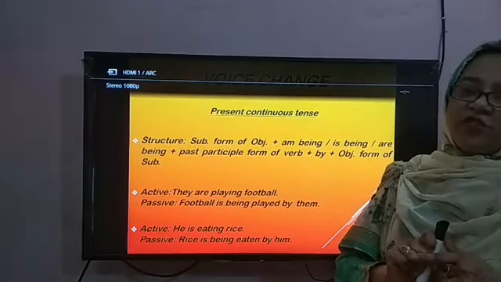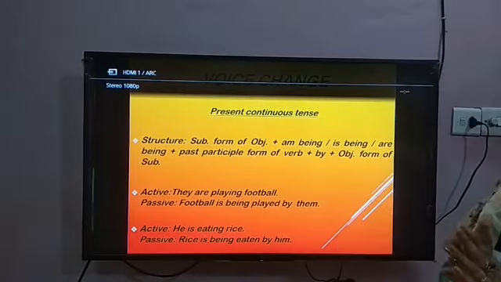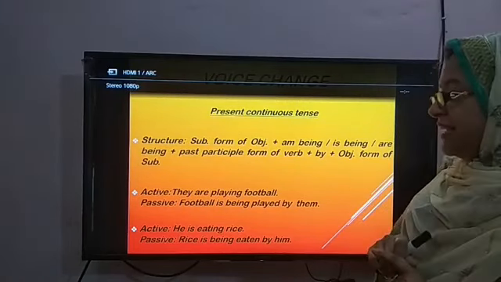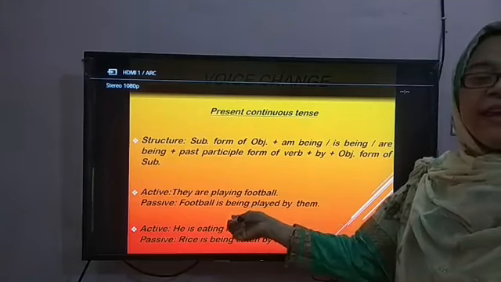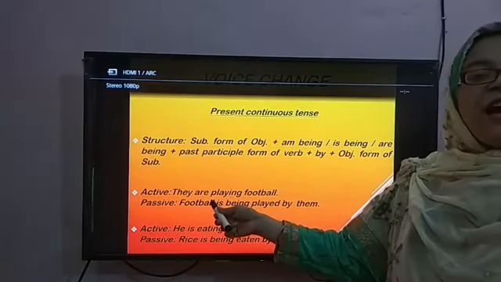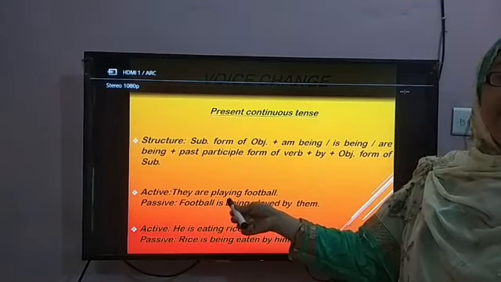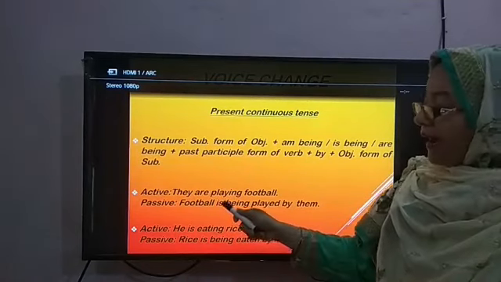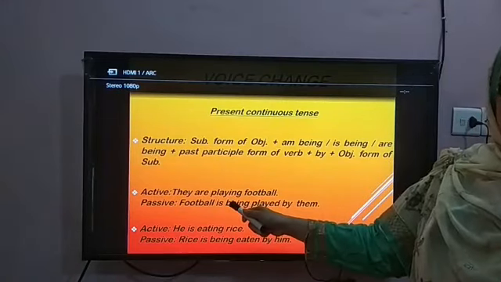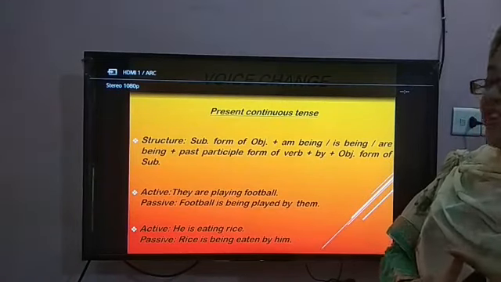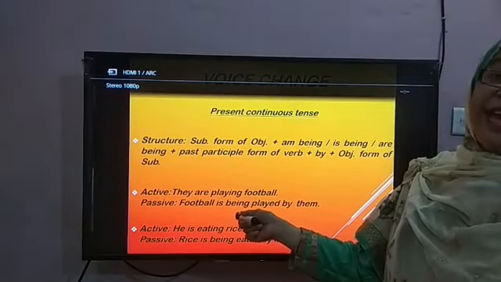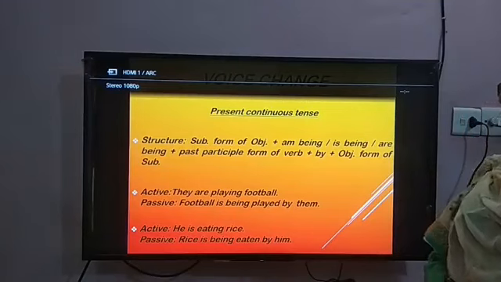Present continuous. Dear students, here you find a little difference. I use being, B-E-I-N-G, because it is a continuous form. So if you find continuous form, verb plus ing, then when we turn it into passive form, we use being, B-E-I-N-G.